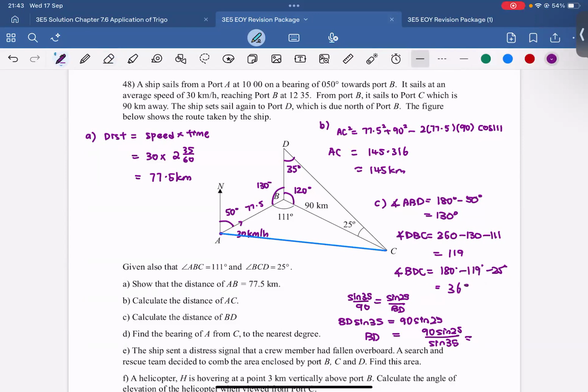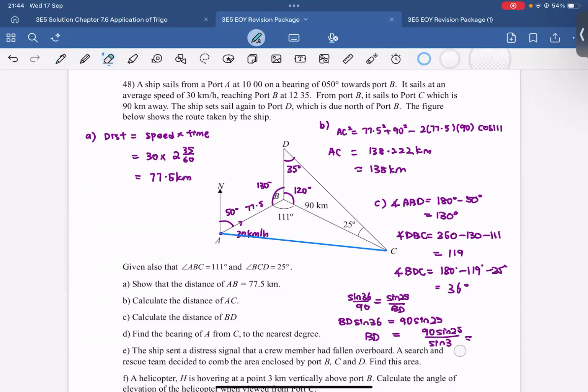Thank you so much. Wait, sir, how is B 145? I got 138. B, I got 138.2. Really? Oh yeah, my calculator is in radian, no wonder. Okay, sorry, this is 138.222, 138 km. Okay, so this is 36.